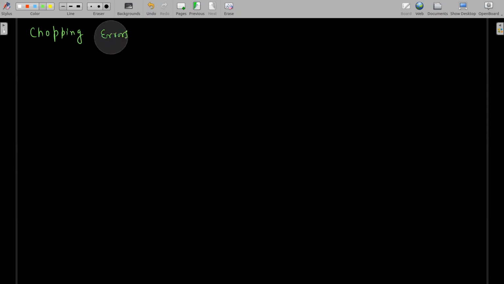Firstly, I'm defining chopping. So what is chopping? Chopping approximation of a number 0.a1 a2 ... an is defined as: just keep n digits. And second is rounding.